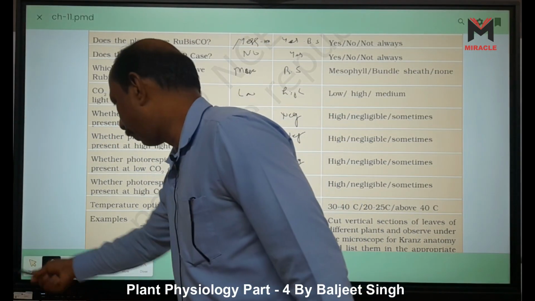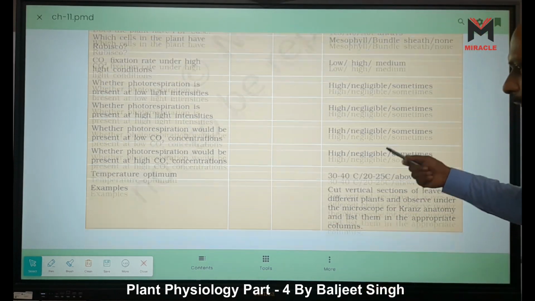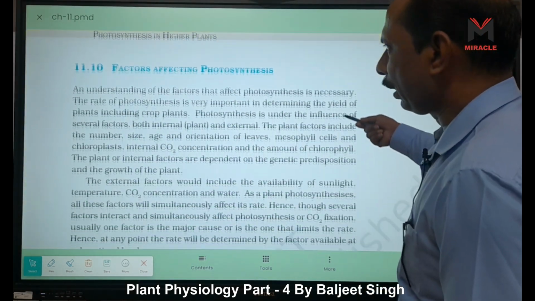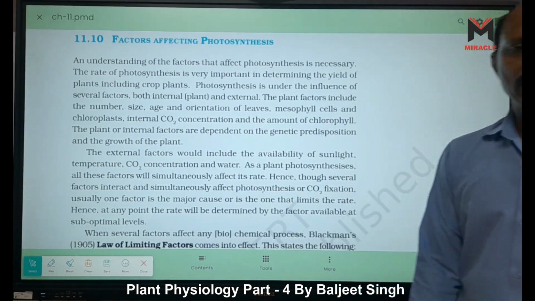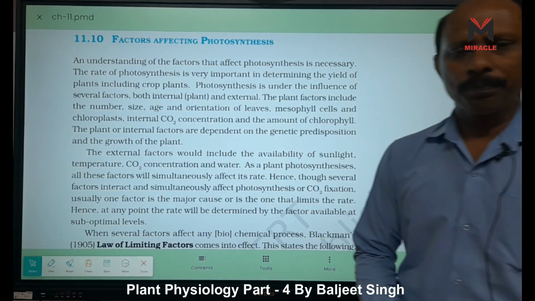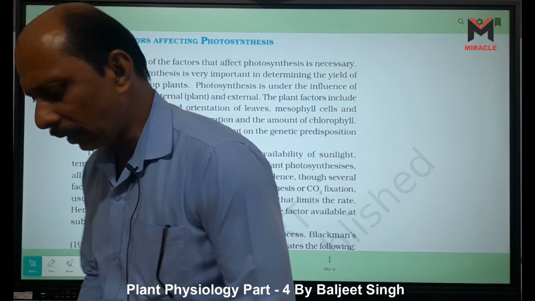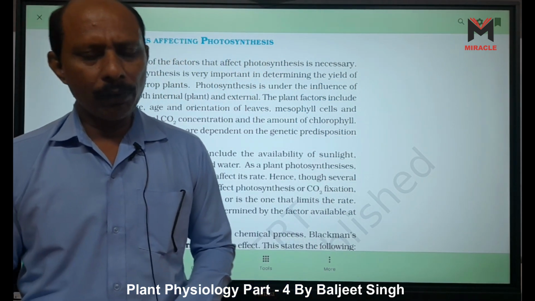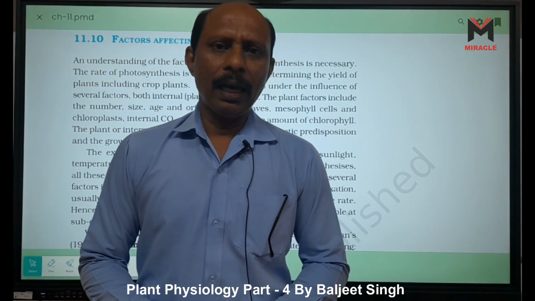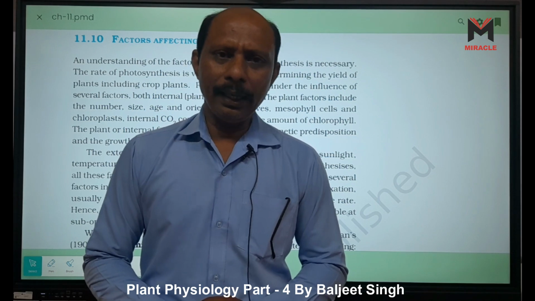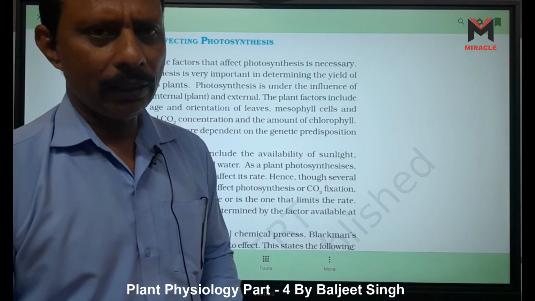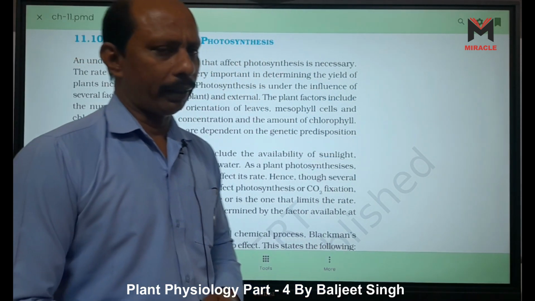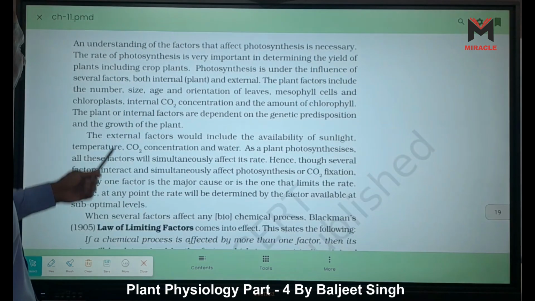Now another point here we have to describe, that is factors affecting photosynthesis. What factors are responsible for affecting photosynthesis, right? Now two types of factors are there. One is called internal, which is present inside the cell, inside the plant, and another one is called external factors. External means we have 4 factors: light, second one is carbon dioxide, third is temperature, and water. Okay, look here at what is given.